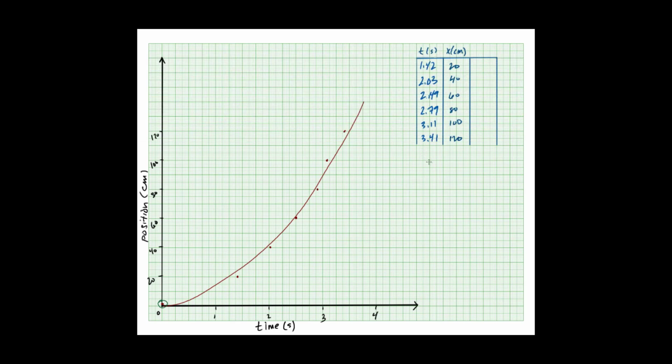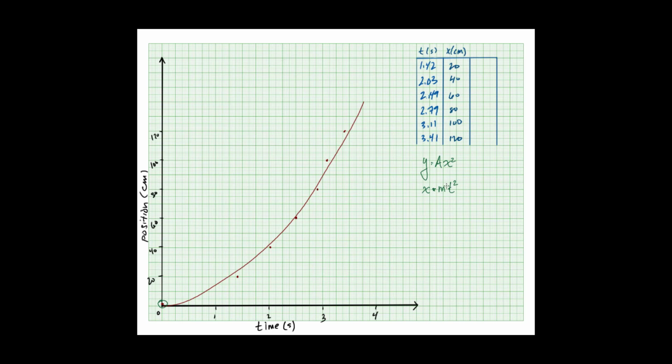So that means it's going to have a relationship of my y variable equal to some constant times my x variable squared. In this case, I think the relationship is going to be x equals some constant, I'm going to call it m for now just because we might use a for something else, times t squared. So that's my guess for the relationship.